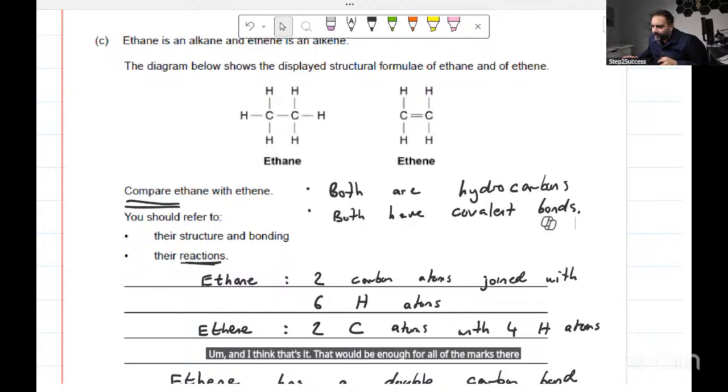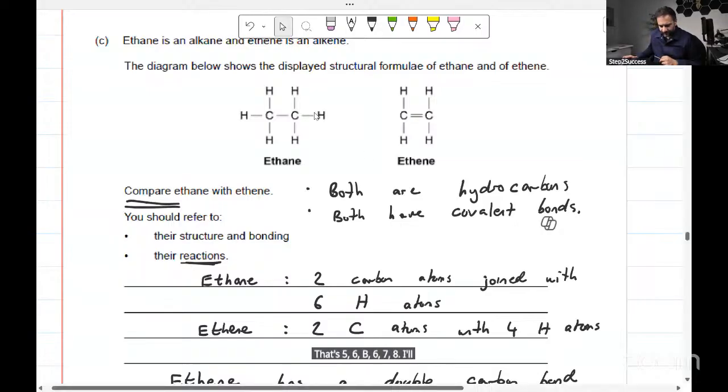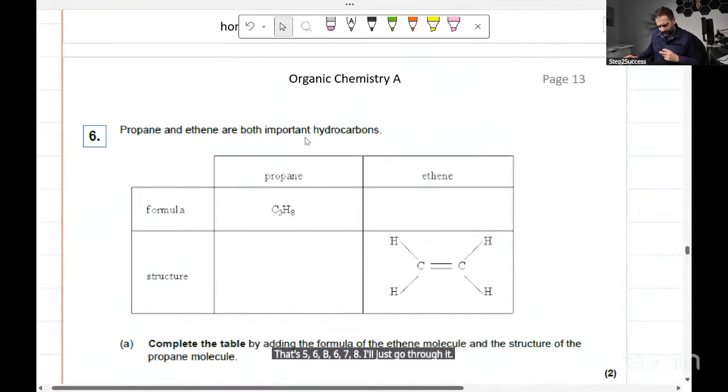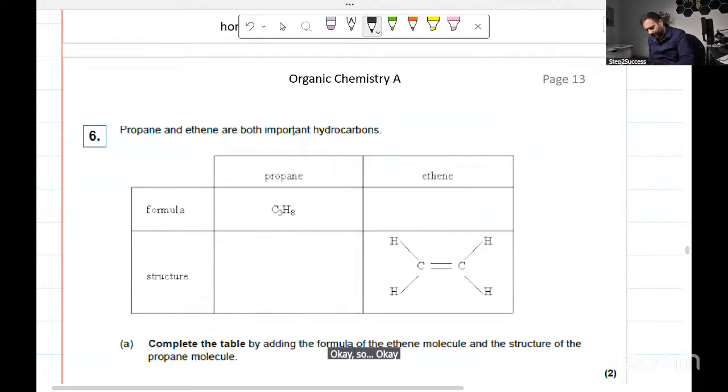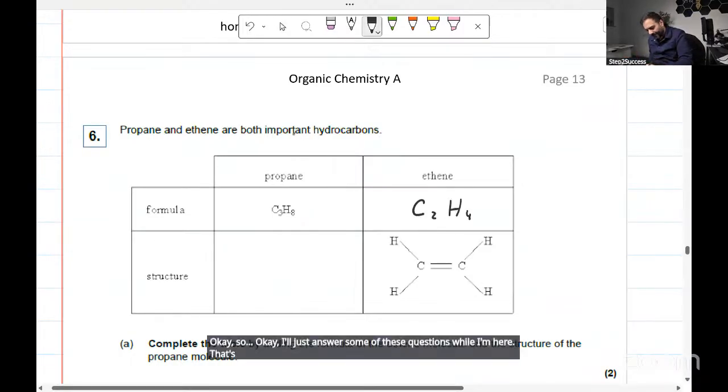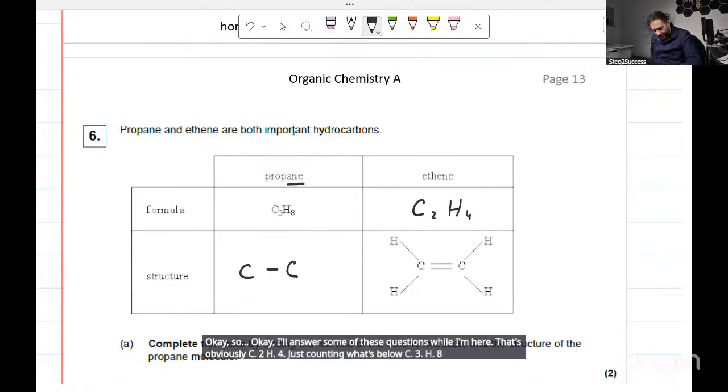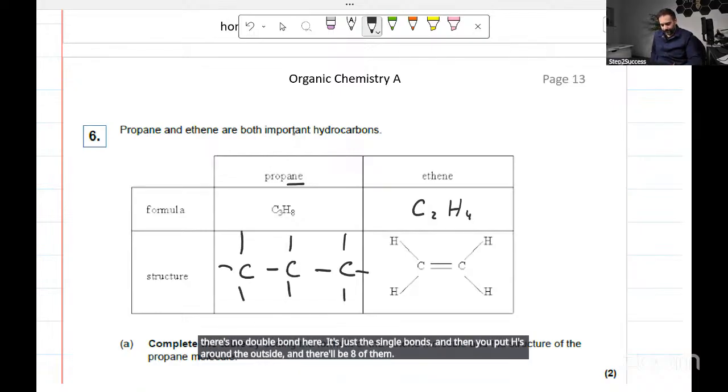That was five, six, B, six, seven, eight. I'll just go through it. Okay, I'll just answer some of these questions while I'm here. That's obviously C2H4, just counting what's below. C3H8 is an alkane, so there's no double bond here. It's just the single bonds. And then you put H's around the outside, and there'll be 8 of them. Done.